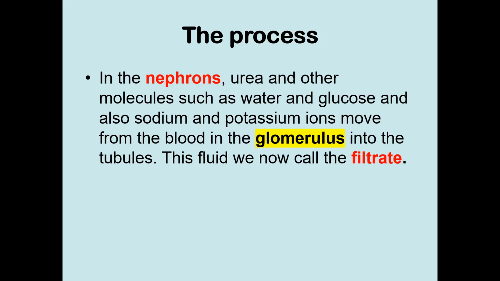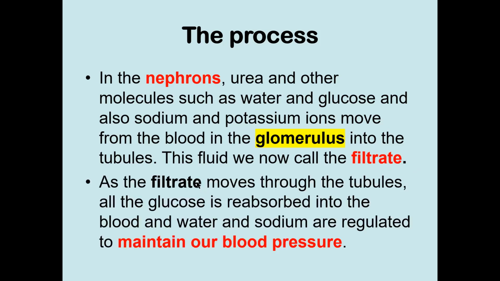The glomerulus has filtered this material out of the blood, and because it's been filtered, the official name is the filtrate. This filtrate moves through the tubules, which you'll see, and the glucose, which is the last thing the body wants to remove, is reabsorbed very early on in the piece, back into the blood. And then from there, water and sodium are regulated to maintain our blood pressure.